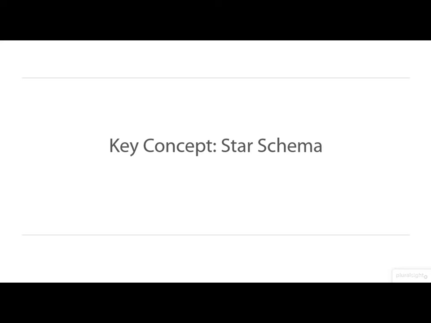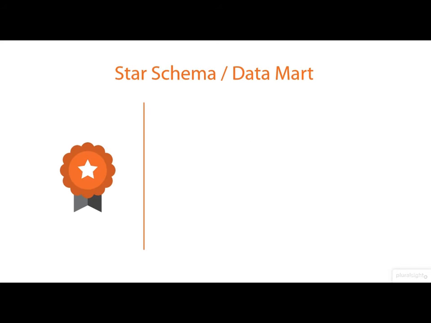So when you combine the facts and dimensions, what you come up with is known as a star schema. And a star schema is also known as a data mart, as I mentioned. And this is the key concept or key tenet behind business intelligence, is creating these data marts to then analyze them. They're very simple, but they are sustainable if you do them right.